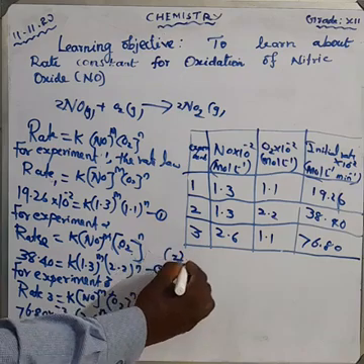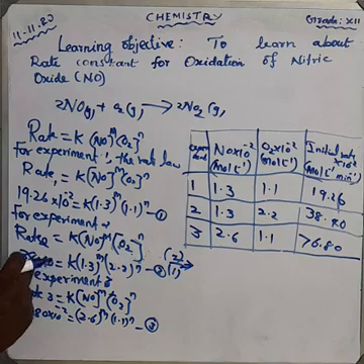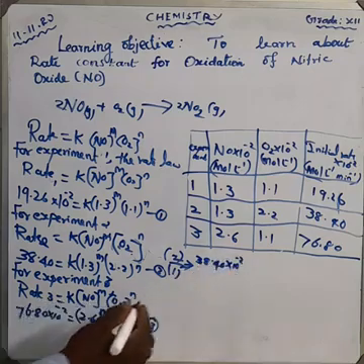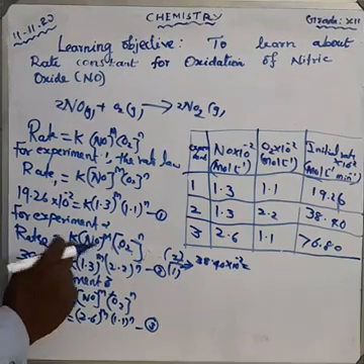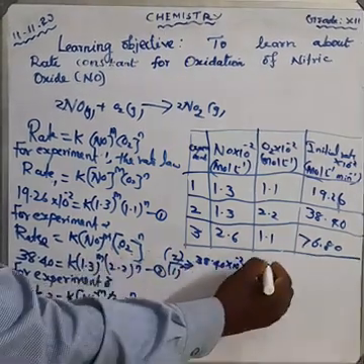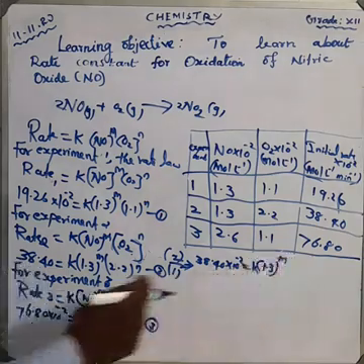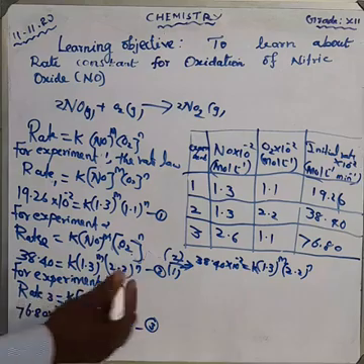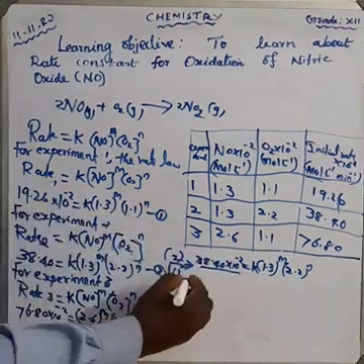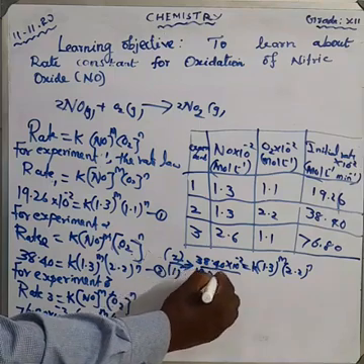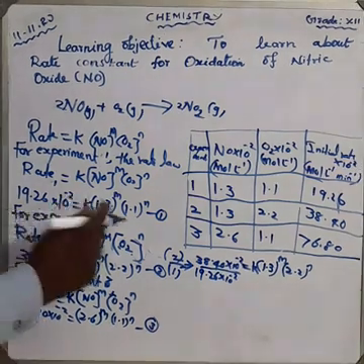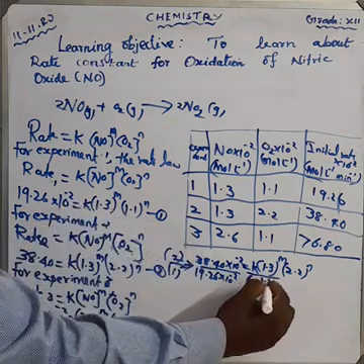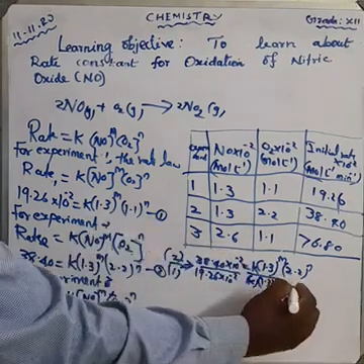Equation 2 by 1 equals: for equation 2, 38.40 into 10 raised to minus 2 equals K into 1.3 power m into 2.2 power n, divided by equation 1, 19.26 into 10 raised to minus 2 equals K into 1.3 power m into 1.1 power n.